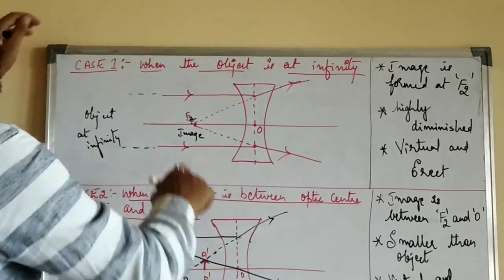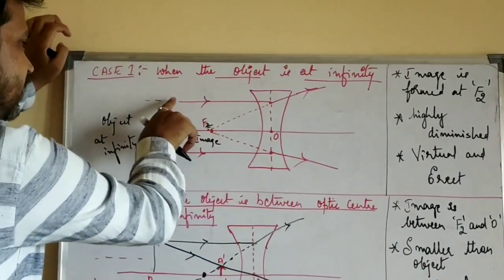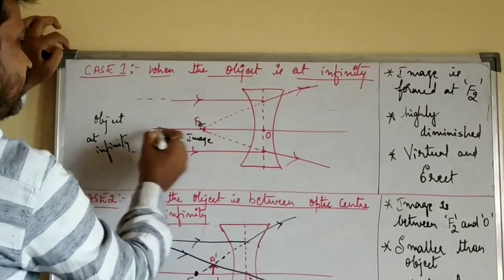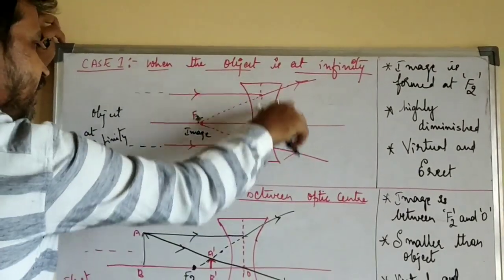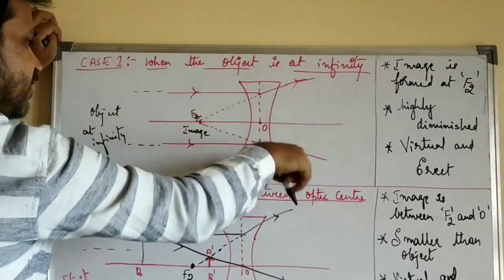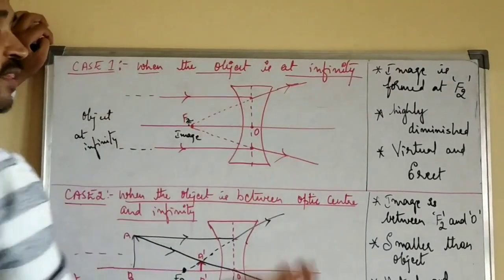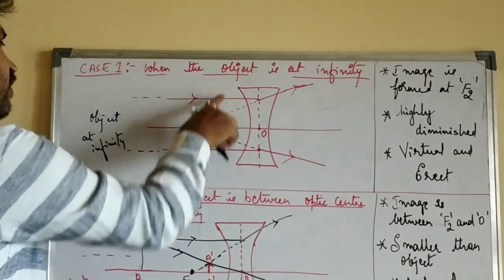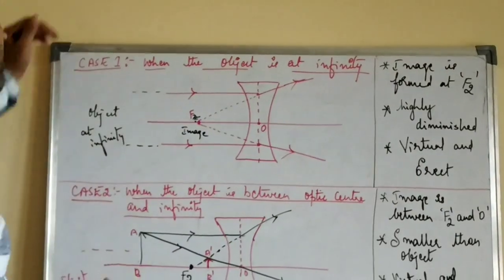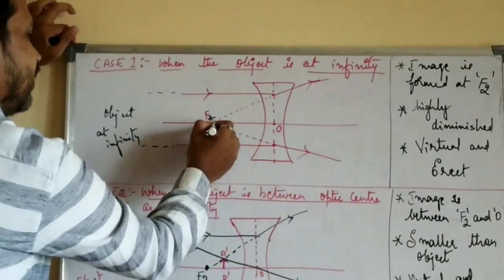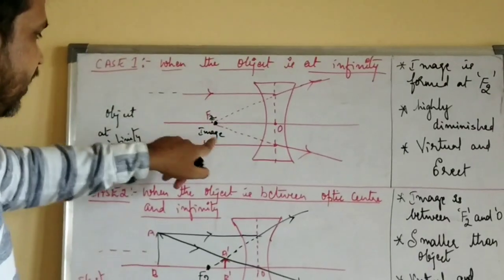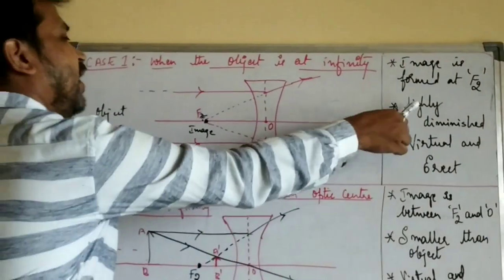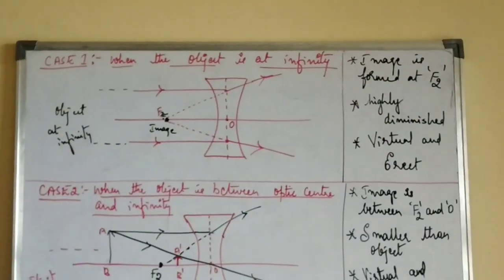Now, as I told you, when the incident rays are moving parallel to the principal axis, the refracted rays, you can see here, these two divergent refracted rays on the other side appear to be coming from the principal focus, which means we have applied rule 1. Now you extend them back and you get the image. You can see the image is just a small dot, which means the image is highly diminished, very very small.